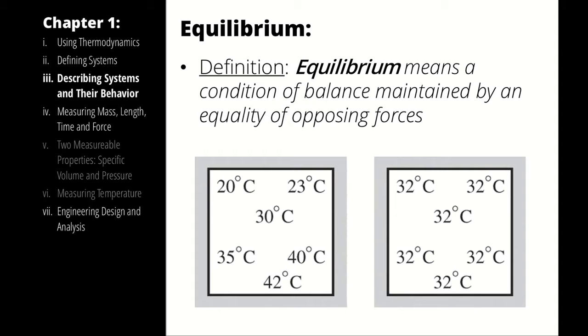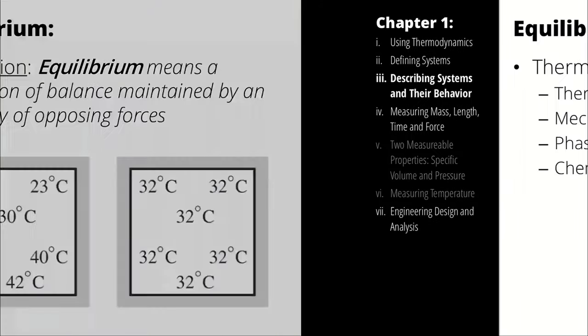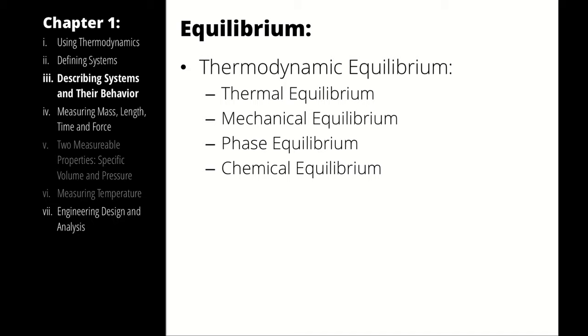In addition to thermal equilibrium, we also consider mechanical equilibrium, that's mechanical potentials, like forces. We also consider chemical equilibrium, which is the potential for chemical reactions to occur. And we have phase equilibrium, that is, no unbalanced phase changes that are trying to occur. Those four make up a shorthand term called thermodynamic equilibrium. So when something is in a state of thermodynamic equilibrium, it is in thermal equilibrium and mechanical equilibrium and phase equilibrium and chemical equilibrium.